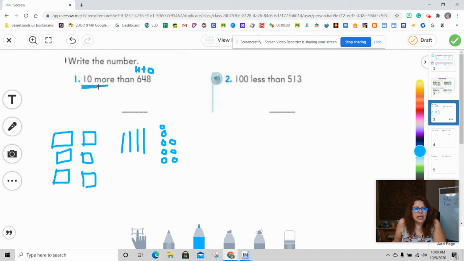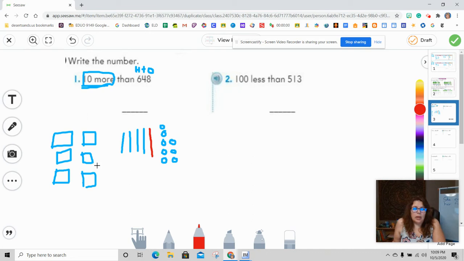Now it says 10 more. That means I have to add 1 ten. These are ones, so I don't want to draw 10 ones. These are tens, so if I say 10, I need to draw 1 ten. I'm going to draw it in a different color just so that I know that I drew 1 ten. 10 more. That's a 10.